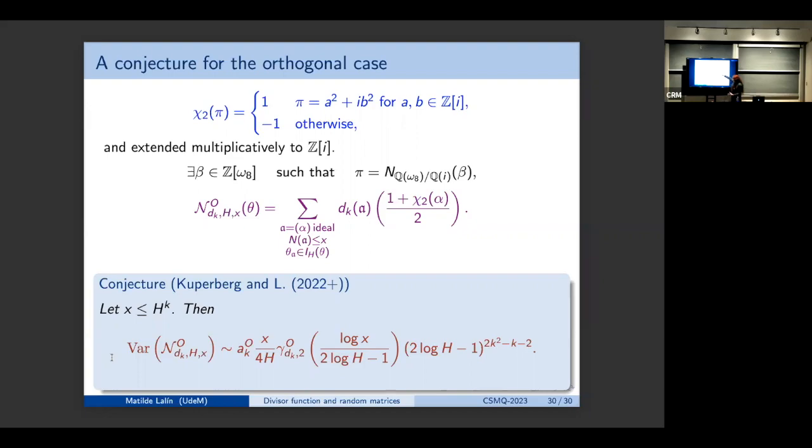And then this is the part that is a bit, okay, so you take the character, and the character is like I said before. So it's a character defined over the primes in the Gaussian integers by taking one if the prime can be written as a squared plus i b squared with a and b over the Gaussian integers. So this is a condition that is a bit strange. And then you extend it multiplicatively. And so this is somehow detecting, you get one plus chi two of alpha over two. So this gives you one when chi two of alpha is one and zero otherwise.